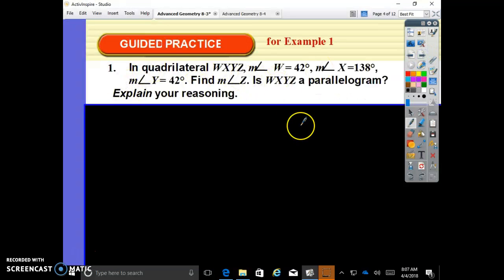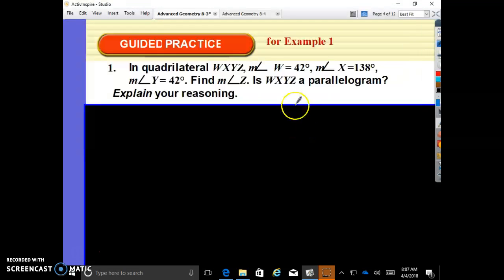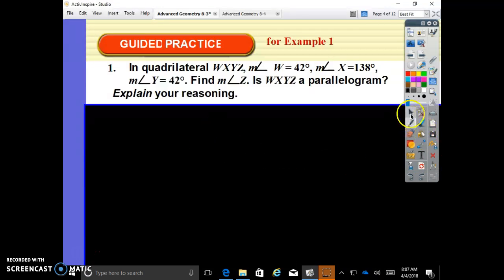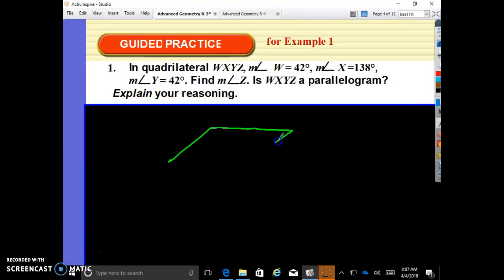In the quadrilateral WXYZ, the measure of angle W is 42, the measure of angle X is 138, Y is 42. Find Z. Is this a parallelogram? Explain your reasoning. All right, so the first thing we're going to do is actually draw this parallelogram. W, X, Y, Z. W is 42 degrees. X is 138 degrees.